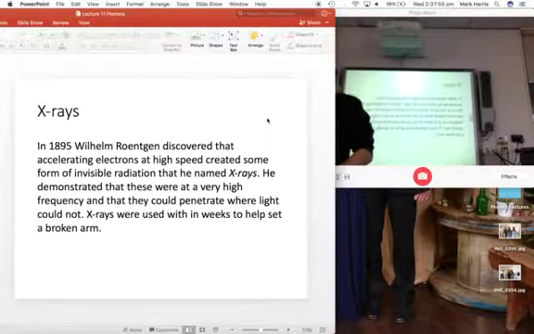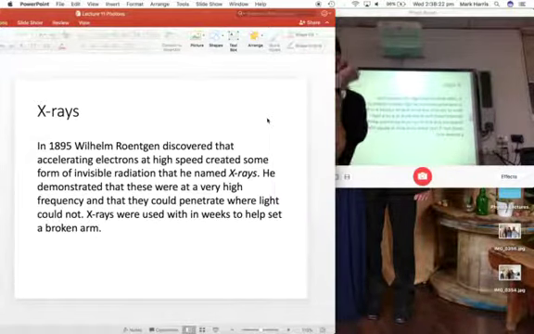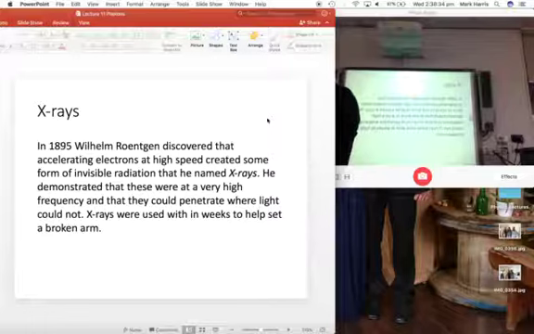He demonstrated that these were very, very high frequency, higher frequency than light, higher frequency than ultraviolet, the only ones we knew at the time. And that they could penetrate where light could not. X-rays were used within weeks to help set a broken bone. Beforehand, it's hit and miss. You break a bone, sometimes they'll set it properly, and your arm will go back to normal. And other times they'll set it not right, and you end up permanently deformed. Let's break it again. Yeah, of course, that's always a possibility.